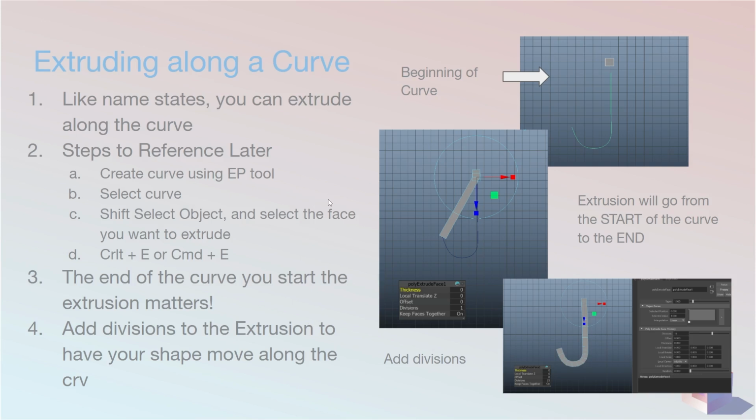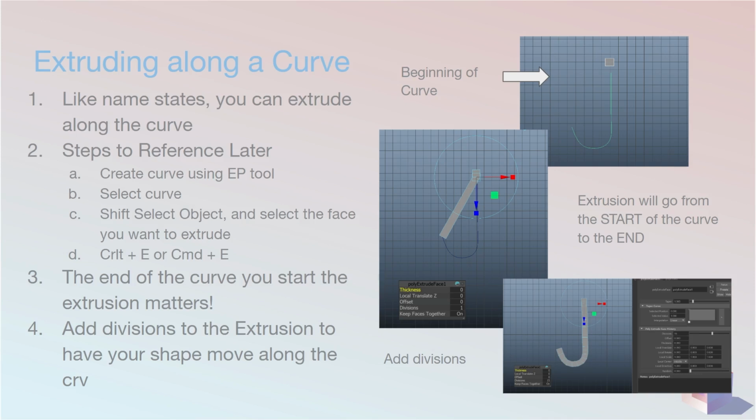Some useful things that you can do with curves. I think you've used curves before too, with rigging when you're making your controllers. Those are NURBs. But you can actually use them for a lot more than just controllers for rigs. One thing you can do is extrude along a curve.